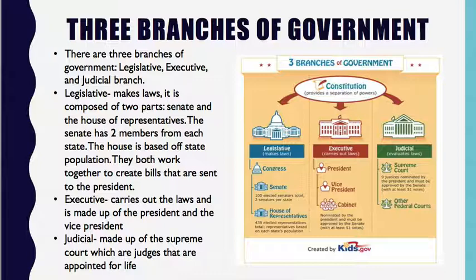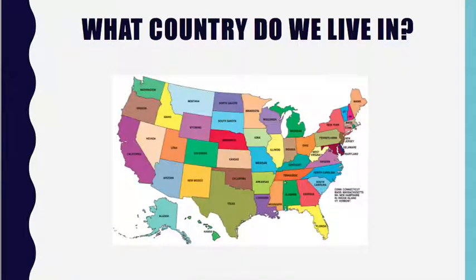All right, so now that we've talked a little bit about the 3 branches of government, we're going to just look at what country we live in. We live in the United States of America with 50 different states, and Donald Trump is over all 50 states, overseeing all 50 states, and our capital of the entire country of the United States is Washington, D.C.